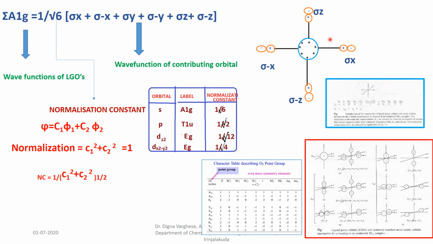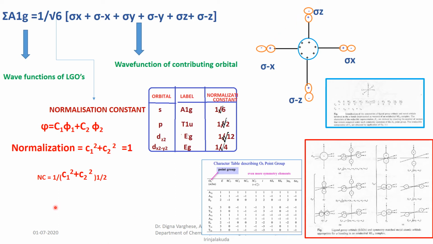That means the sign of the wave function for the metal A1G orbital is everywhere the same, which is taken to be positive. The 6 ligands can approach and interact equally with this orbital, and each contributing orbital must have a positive sign.